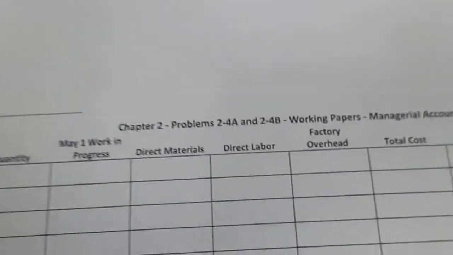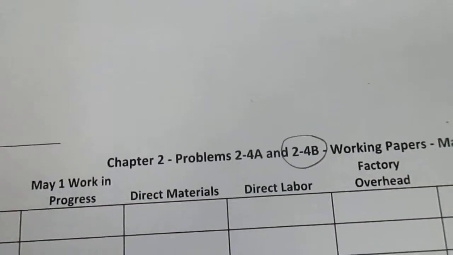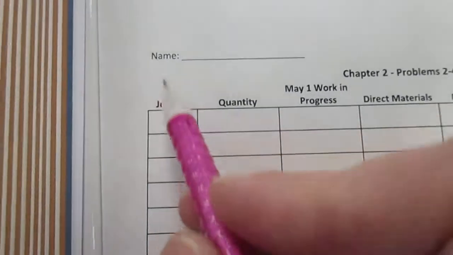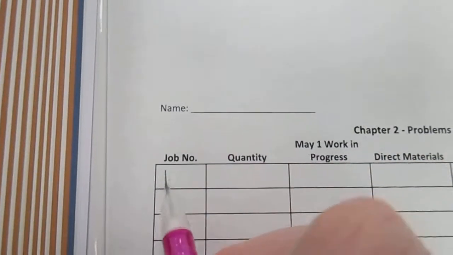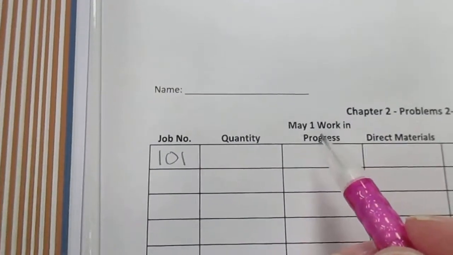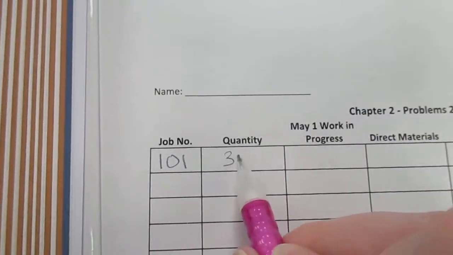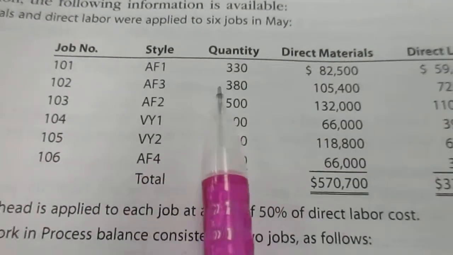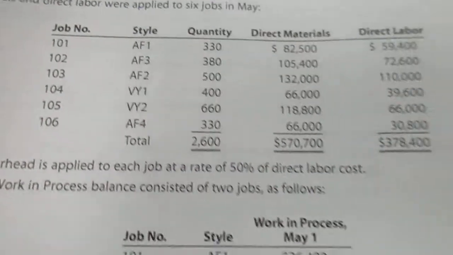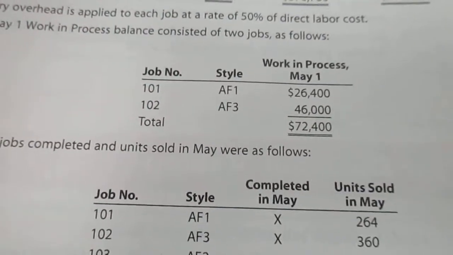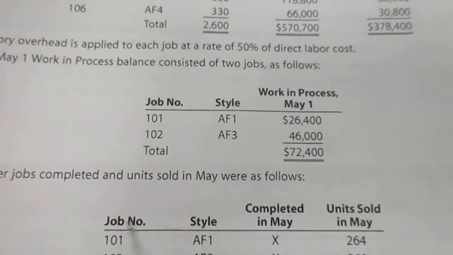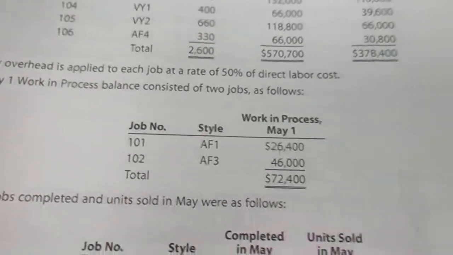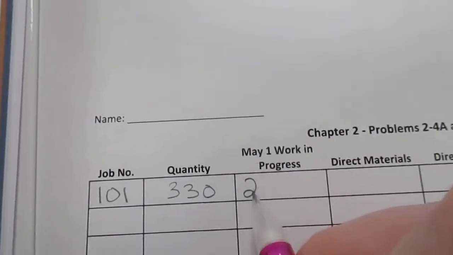So the first thing I'm going to do, we're doing 2-4B, so I'm just going to circle that so I know which problem I'm doing right here. Okay, so the first column, it wants the job number. So job number 101, quantity 330, and I'm getting these numbers right from here. It tells me my job number and my quantity. The next column says May 1st work in progress. If we go right here, job number 101 had work in progress on May 1st of $26,400. So that's what's going to go in this box.